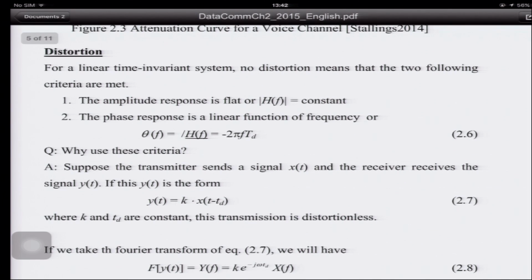Now let's look at the distortion. For a linear time invariant system, no distortion means that the following two criteria are met. The first one is that the amplitude response is flat, which means that the amplitude response of the system, H(f), is equal to a constant. The second criterion is that the phase response is a linear function of frequency, which means that the phase is equal to minus 2 pi f times t sub d, where t sub d is the time delay.